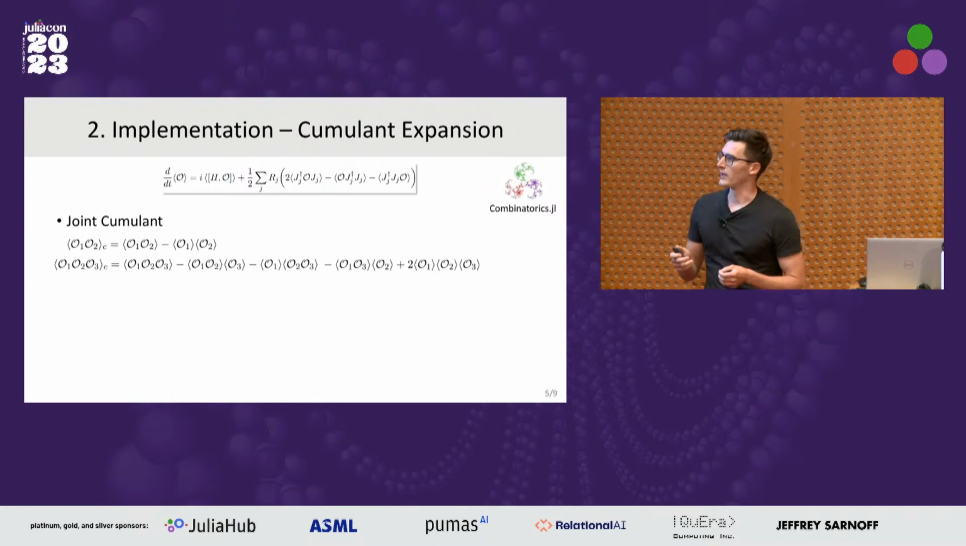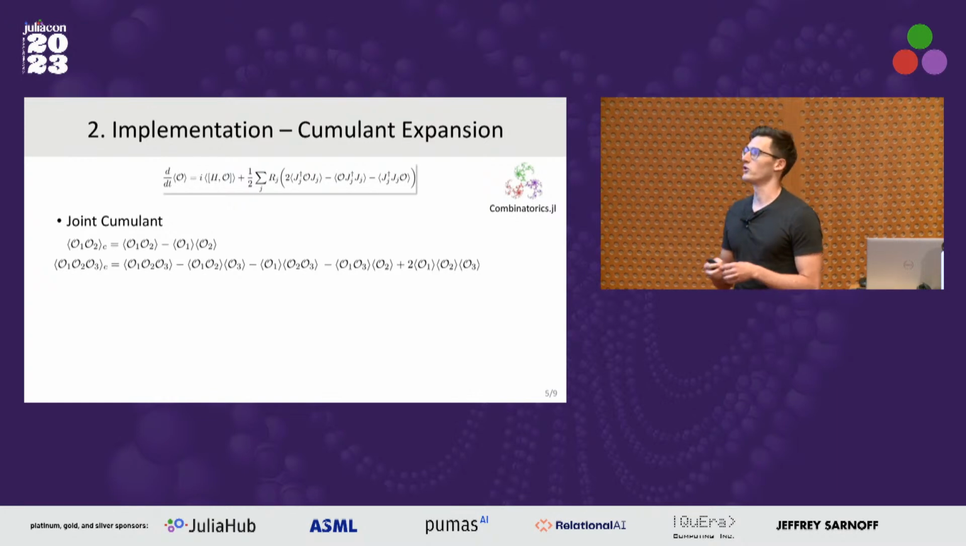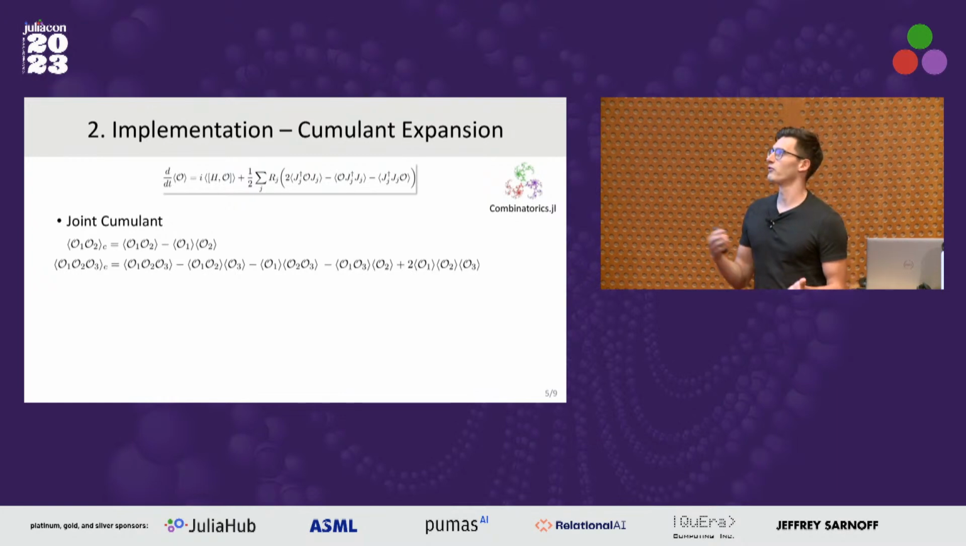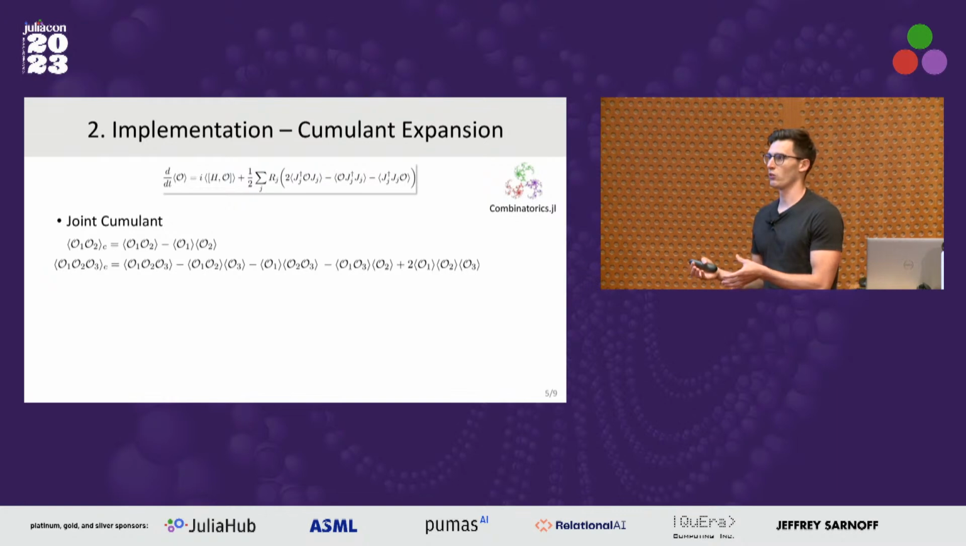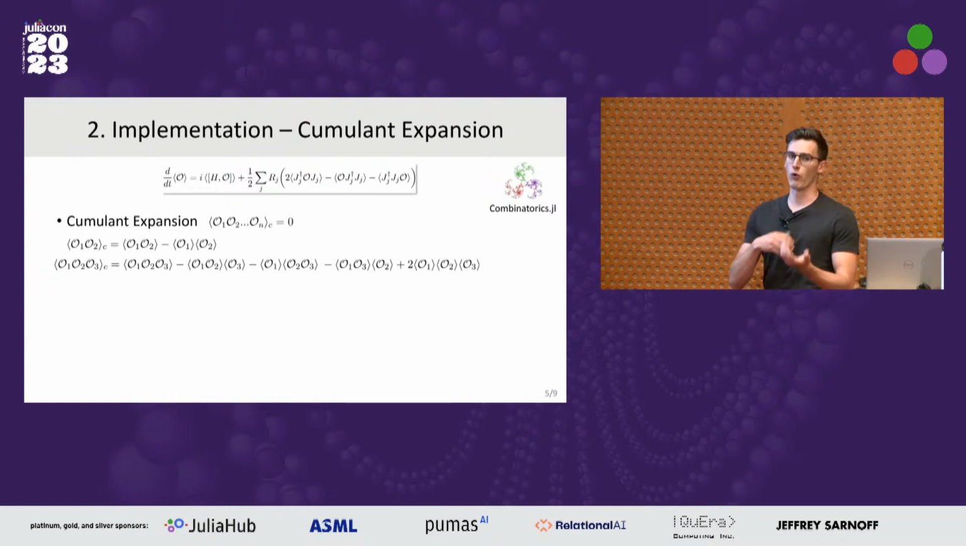Yeah, and this joint cumulant is basically just a measure for how much quantum correlations are in a set of operators. Good. With this definition now, we could in principle just calculate this joint cumulant for different operators in our system. And if they are 0, we know that there are no quantum correlations between these operators. For the cumulant expansion, we just basically reverse this statement.